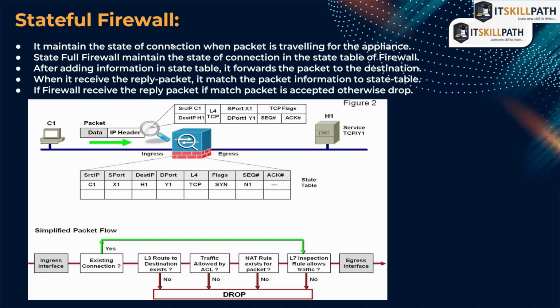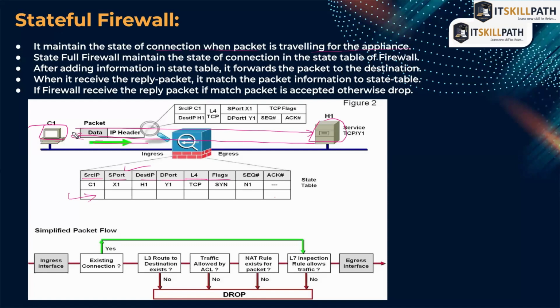So it maintains the connection while the packet is traveling through the network. Let's suppose this is the user trying to go to some server. It creates a table with source IP, source port, destination IP, destination port, protocol, and flags, and maintains the connection. If the same packet comes in the reverse direction, it will match the table. If there is an entry for the reverse direction, it will allow it, else block it. That is called a stateful firewall.